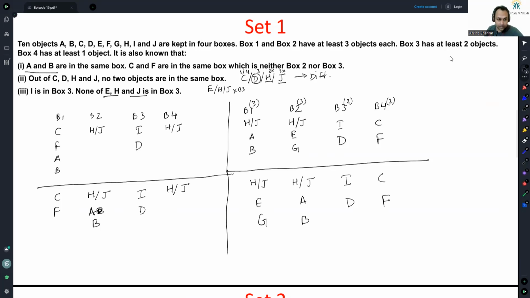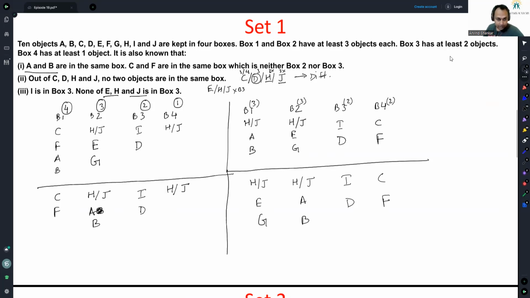Now, in both these cases, EG is left. See, this has got four items now. Box 1 has got 4 items, which would mean this has to be 3, this has to be 2, this has to be 1. 4, 3, 2, 1. 2 is already here, 1 is already here. The two items that are missing, E and G, have to necessarily be here. E and G necessarily have to be in box 2.